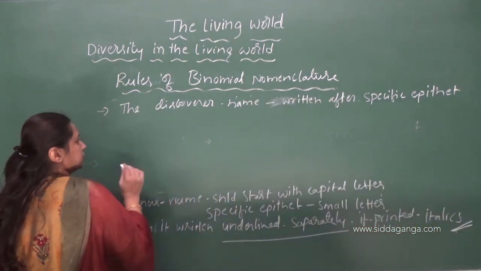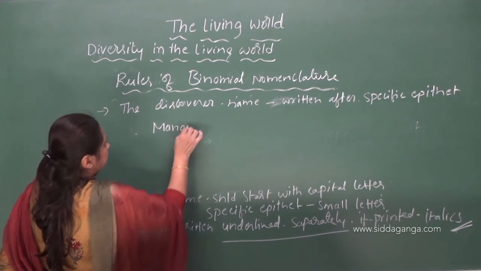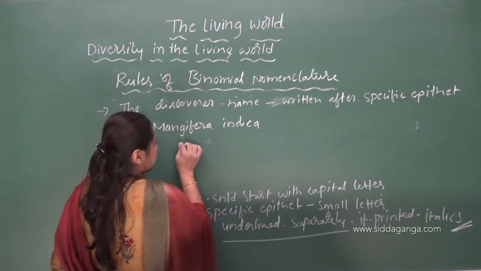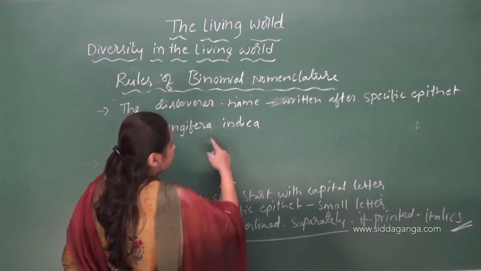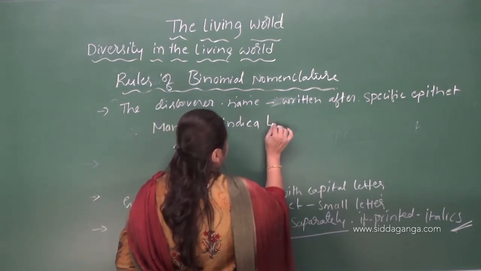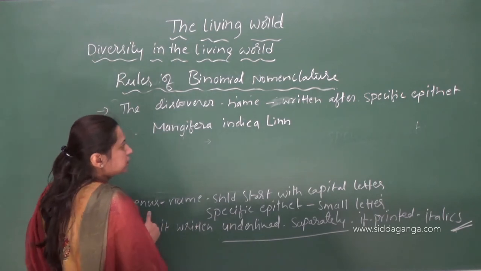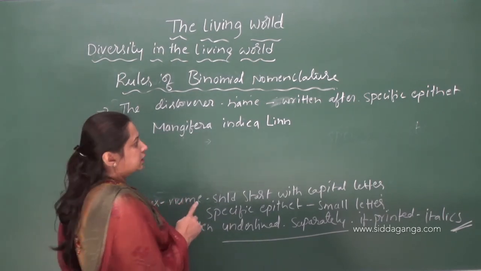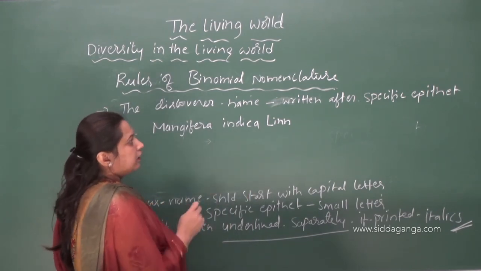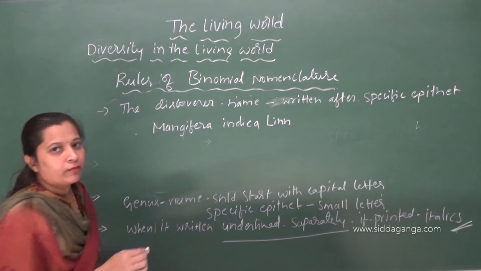So what is the generic name? Mangifera indica. So Mangifera represents the genus name, indica represents the species name. After that specific epithet, we have to write the discoverer name, like L. It is written in an abbreviated form. So this represents that this particular species was first described by Linnaeus. So the discoverer name should be written after the species name. So all these are the rules of binomial nomenclature.